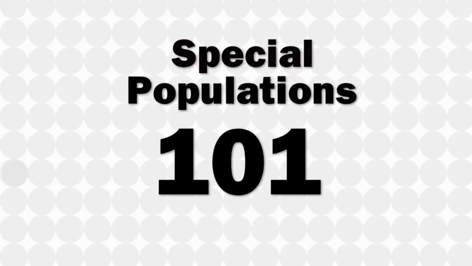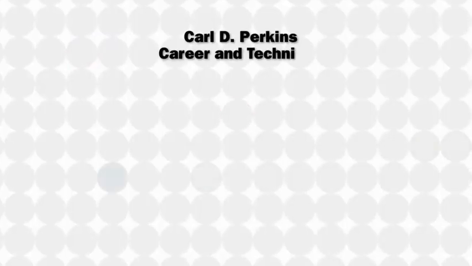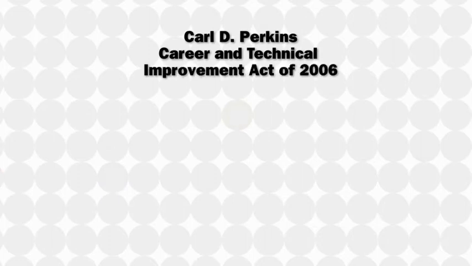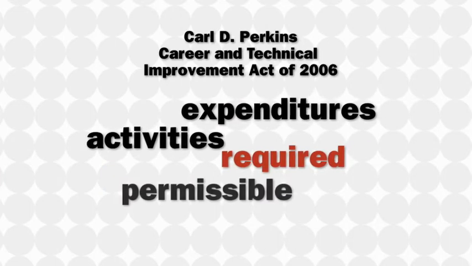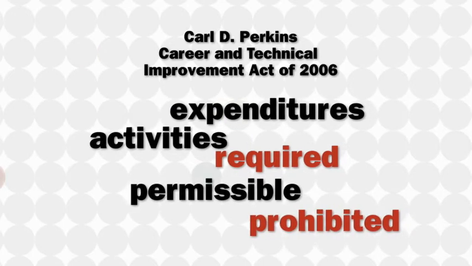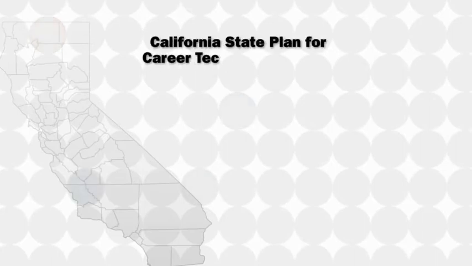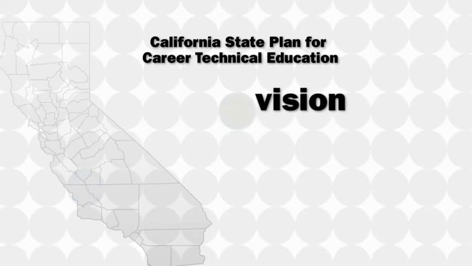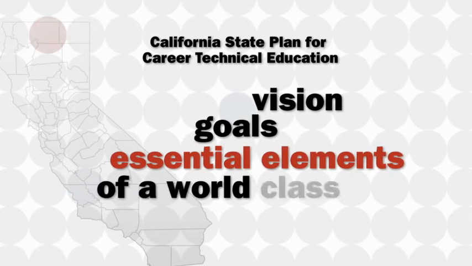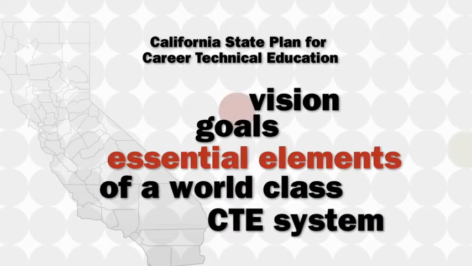The term Special Populations comes from the federal Carl D. Perkins Career Technical Education Improvement Act of 2006. The Perkins Act funds career technical education and governs what expenditures and activities are required, permissible, and/or prohibited with Perkins dollars. Based upon the federal Perkins Plan, California has written the California State Plan for Career Technical Education, also known as CTE, which established the vision, goals, and essential elements of a world-class CTE system for the state of California.